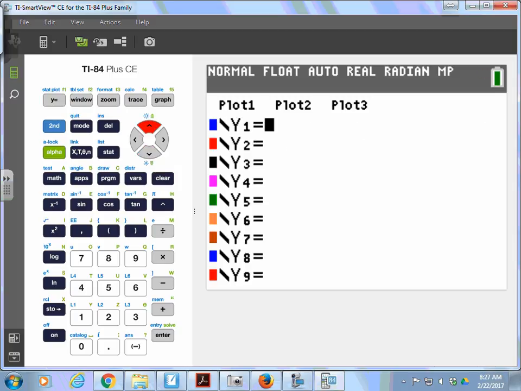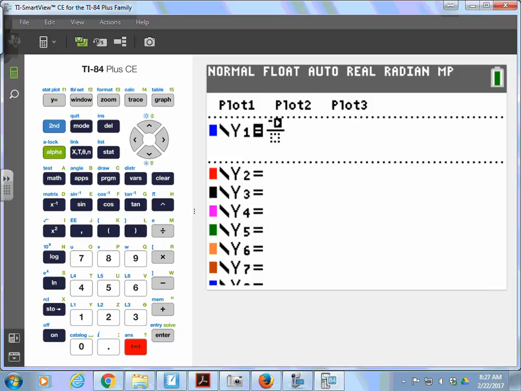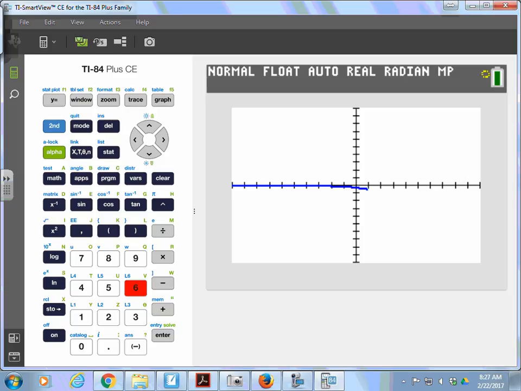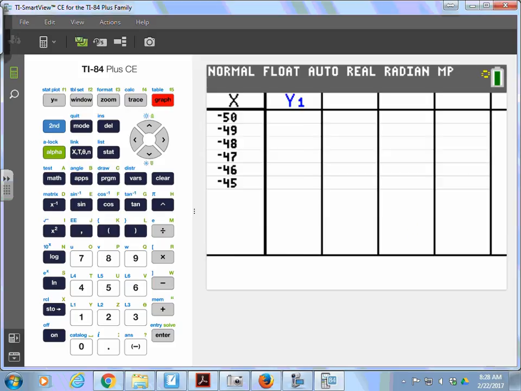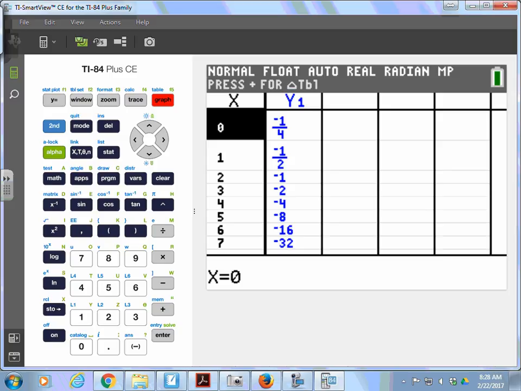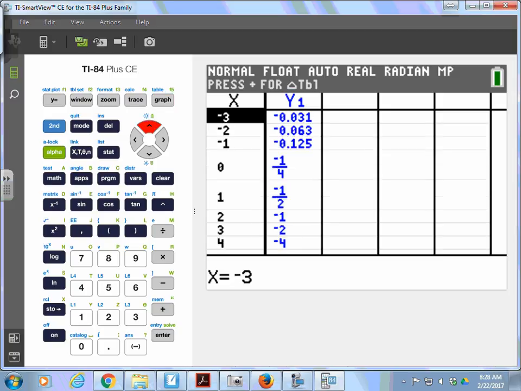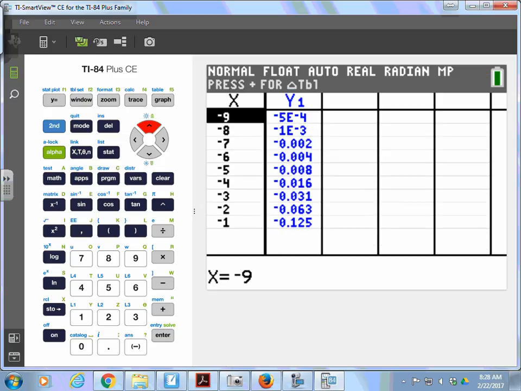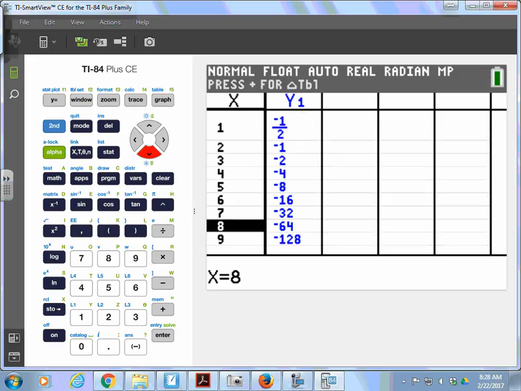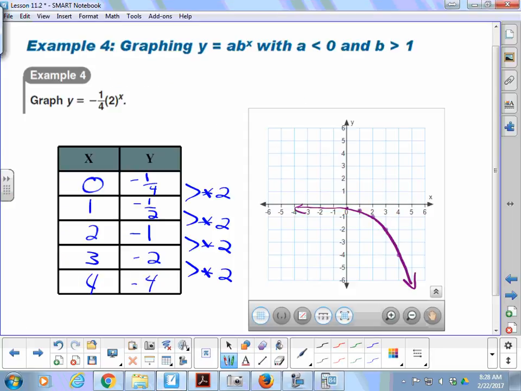So we've got negative 1/4 times 2 to the x. We can see here, now it looks like the graph crosses the x-axis, but actually it just keeps getting closer and closer to it. So if we looked at our table, we can see that as I go up, these decimal numbers keep getting smaller and smaller, closer and closer to 0, but they never actually become 0. I mean, if you went far enough, it might say 0, but they never actually go there. So you could use your table on your calculator to find the points and plot them also, but it's pretty easy just to do a little bit of simple multiplication.